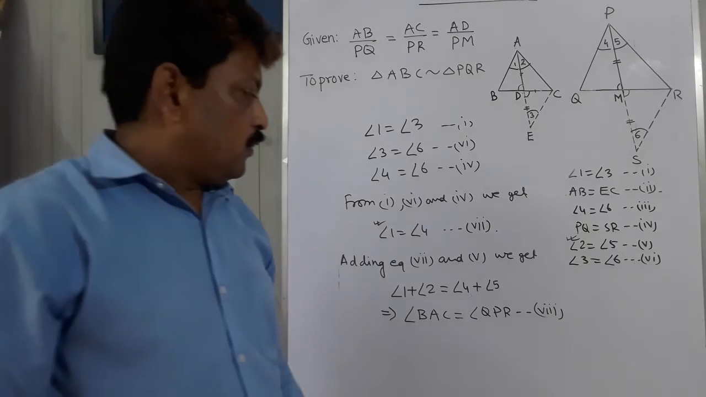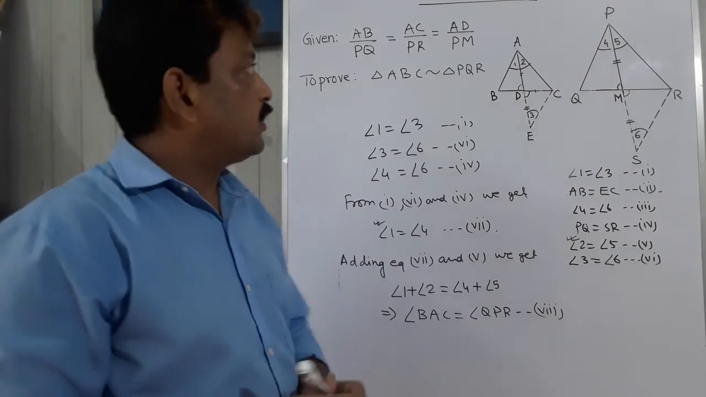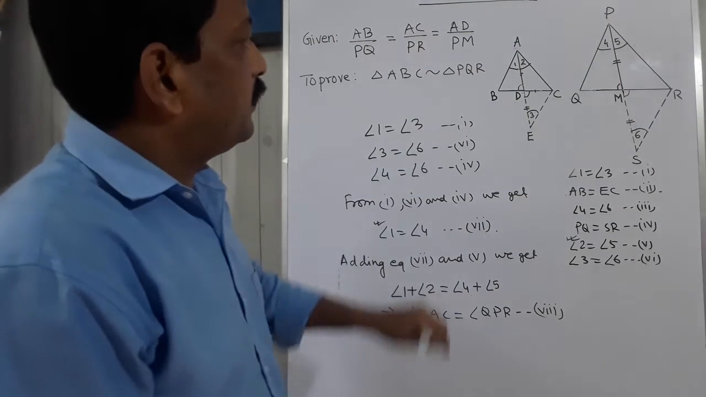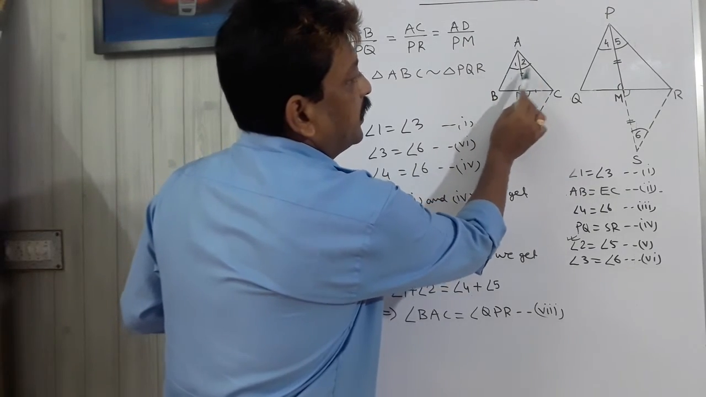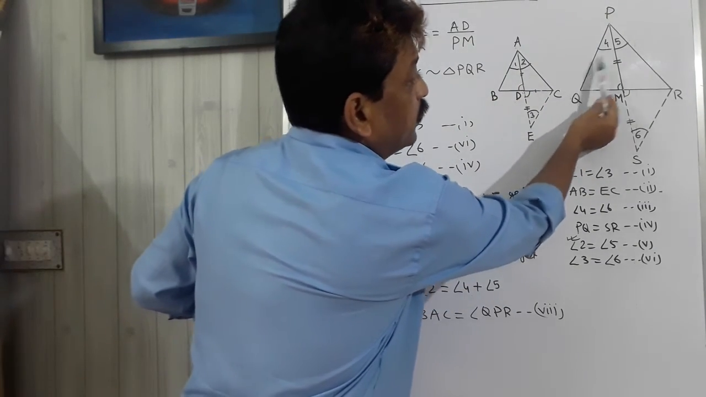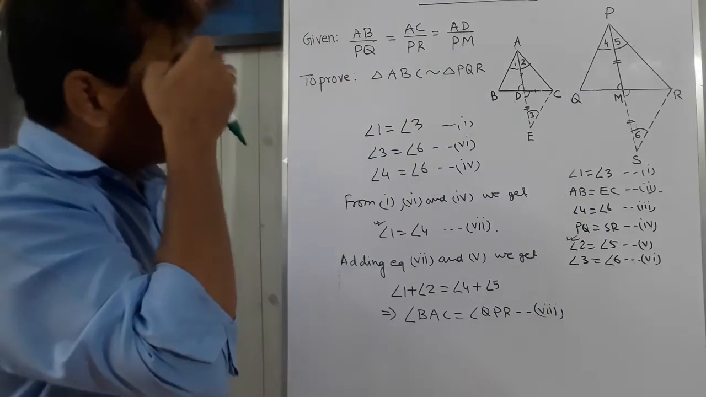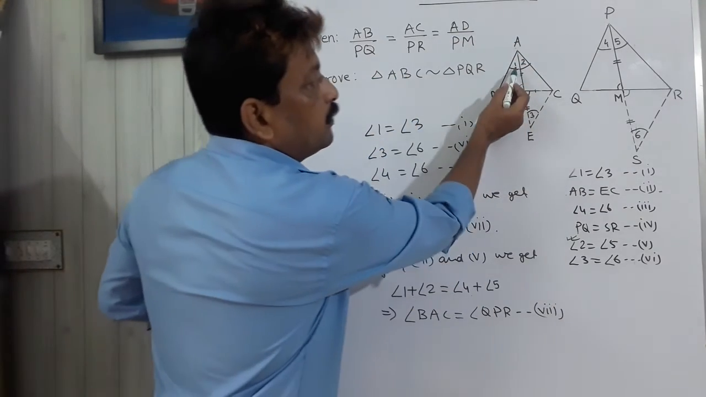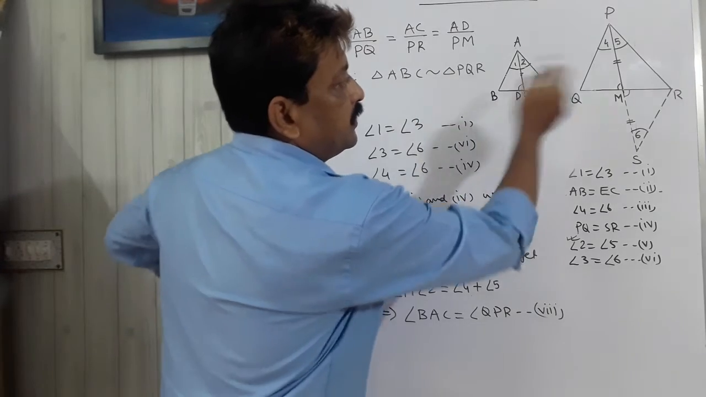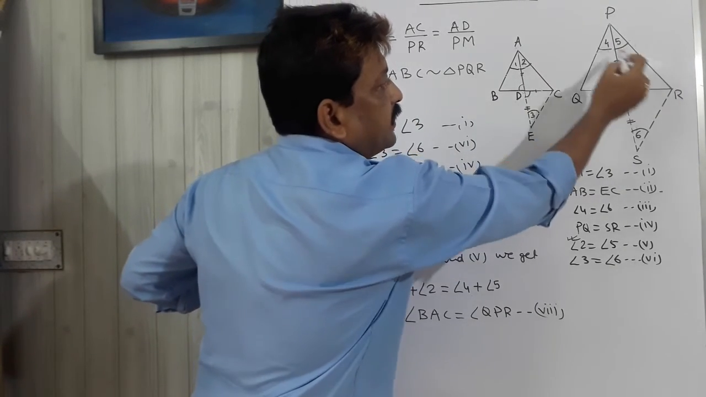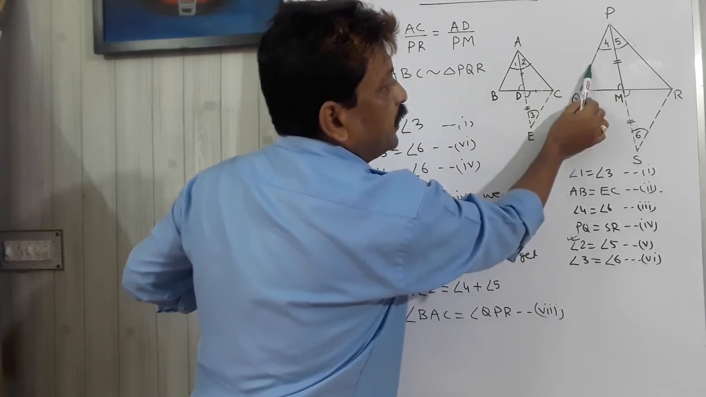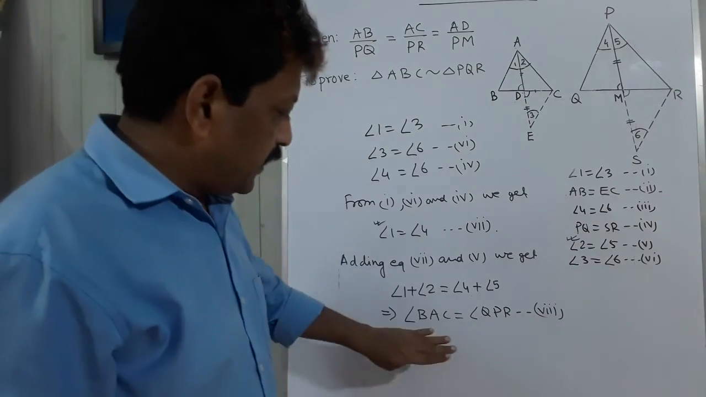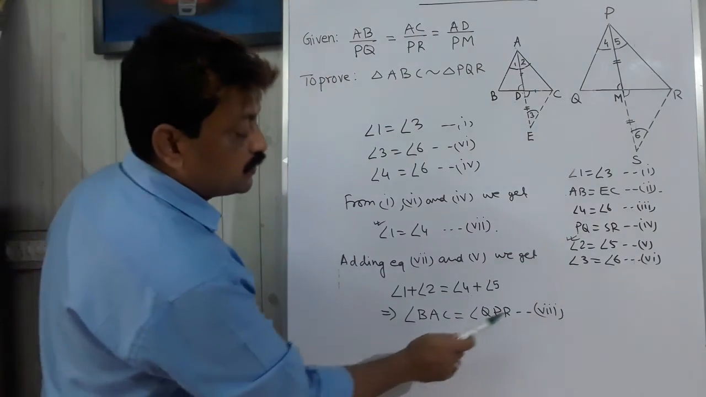Understood? So let me go back to the question. The question was given that AB upon PQ equals AC upon PR. Means these two sides are involved. AB and AC are involved in triangle ABC, and PQ and PR are involved in triangle PQR. So to prove them similar, we need to prove their included angles equal. Angle BAC is the included angle of AB and AC. Similarly, angle QPR, that is angle P, is the included angle of PQ and PR. To prove that the included angles are equal, we have to do so many steps. And finally, we have reached the point angle BAC equals angle QPR.